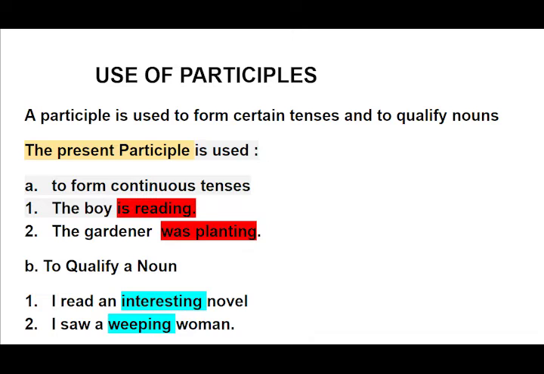Next, present participles are also used to qualify a noun. For example, I read an interesting novel. Interesting qualifies the noun novel. Look at the second sentence. I saw a weeping woman. The word weeping qualifies the noun woman.